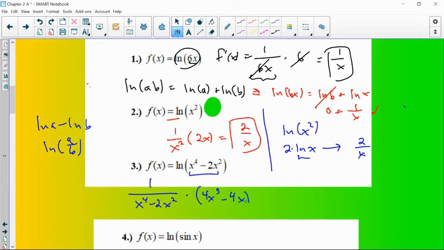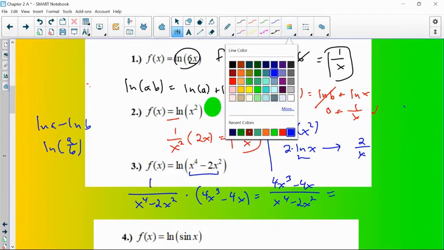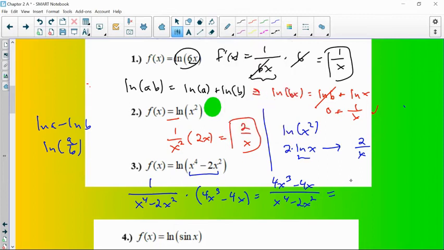Okay, and then that could go in the numerator. So 4x cubed minus 4x, all divided by x to the 4th minus 2x squared. Now, you might notice that you could factor out an x value here. So then if I do that, that becomes 4x squared minus 4 over x cubed minus 2x. So you still want to simplify it as much as possible.